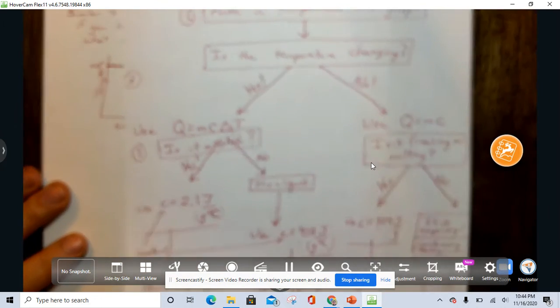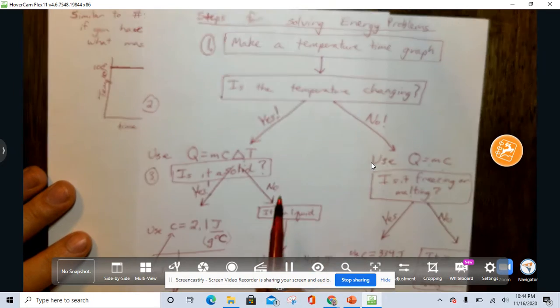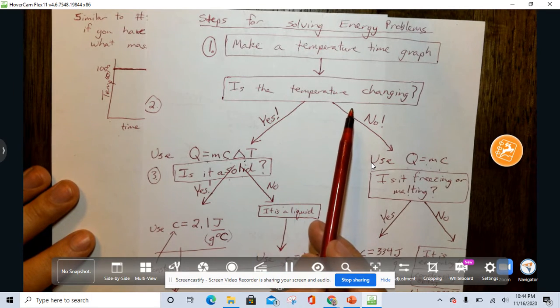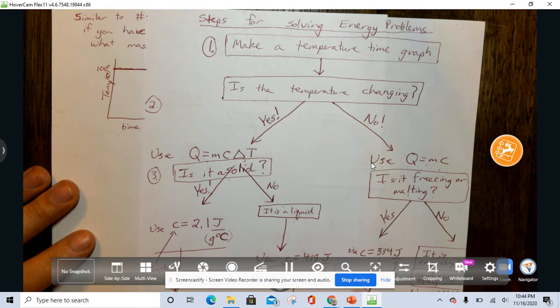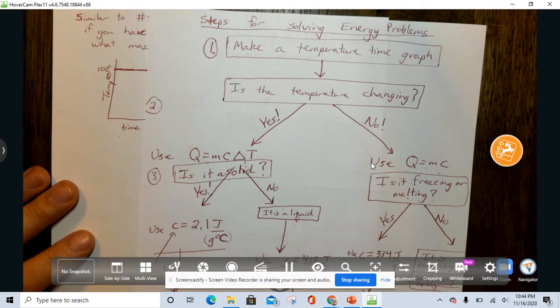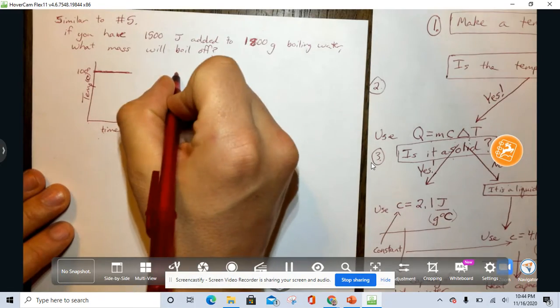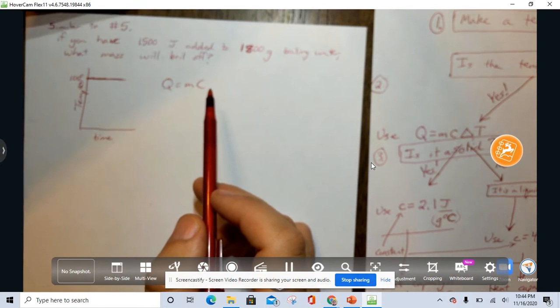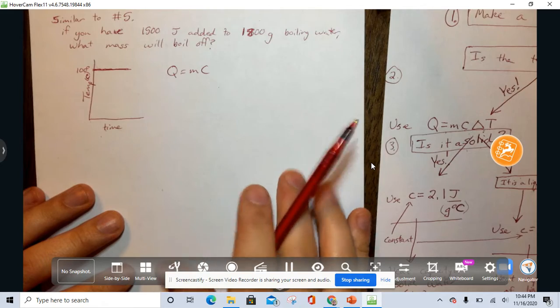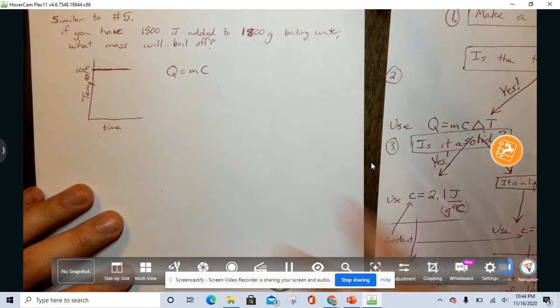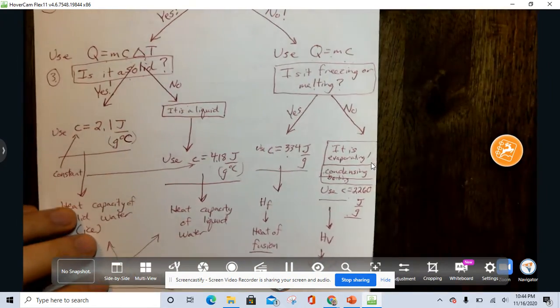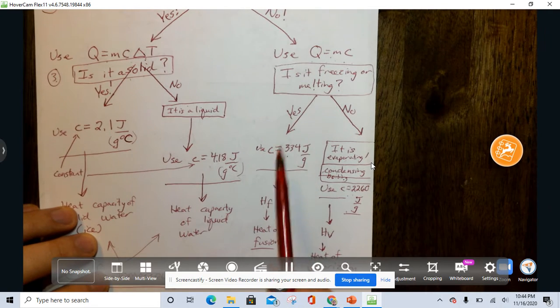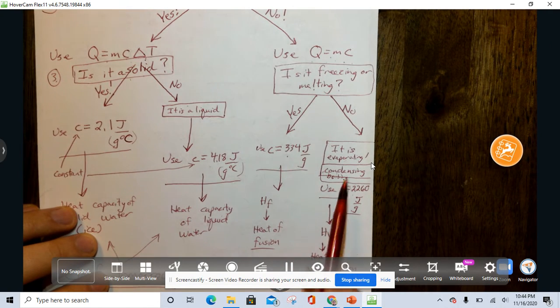So if I go back to my flow chart, I've made my temperature time graph. Is the temperature changing? Absolutely not. So I'm going to use Q equals MC. Now, I want to know, what constant am I going to use? Well, I've got two choices for problems like this. I could use 334 joules per gram or 2260 joules per gram.